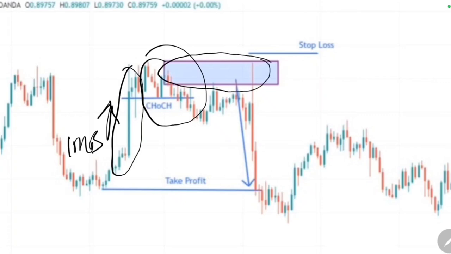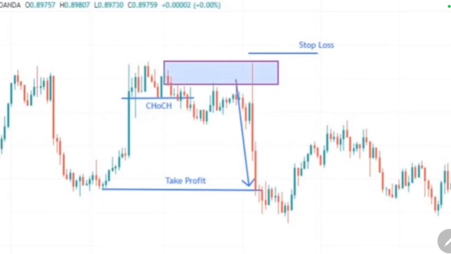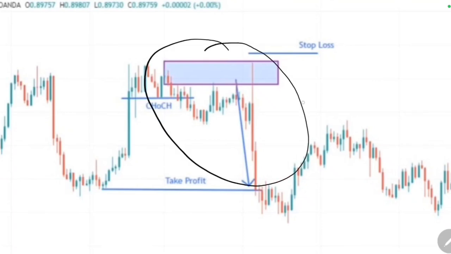This is the zone, a supply zone created. You now trade the rebalance down. That is for the sell scenario. This is bullish imbalance and bearish rebalancing. So you are trading the rebalance. This is going to be your trade. You are trading the rebalance of the imbalance.